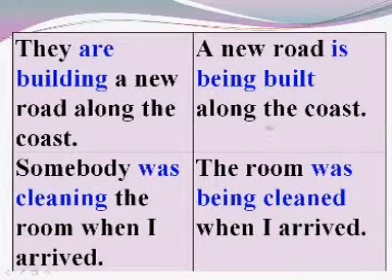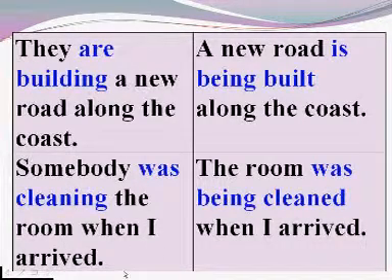This is, of course, the present continuous tense. As for the past continuous tense, we have an example here. Somebody was cleaning the room when I arrived. The room is the object, so we start with that. The room was, again, because the room is singular, we use "was". The room was being cleaned. Cleaned is the past participle, so the room was being cleaned when I arrived.